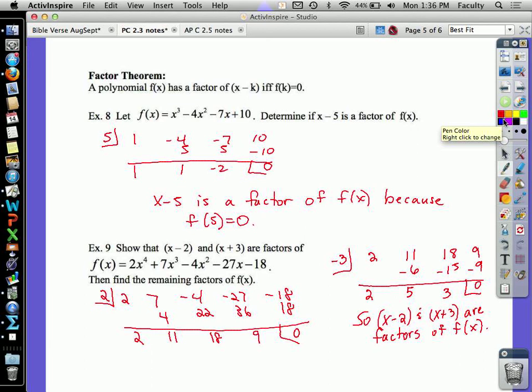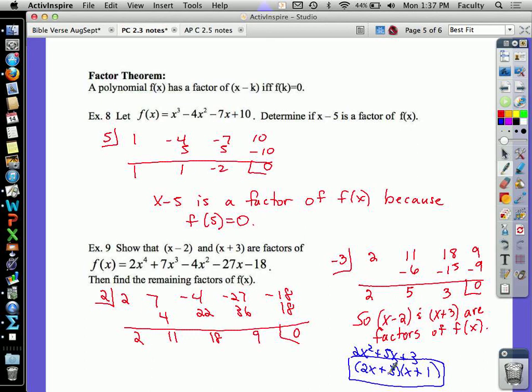Then it says, then find the remaining factors. Well, this 2, 5, and 3 represent 2x squared plus 5x plus 3. And I can factor that. I'll use trial and error. Remember, check your work when you factor. Now, if the problem had said completely factor f of x, I would have had x minus 2 times x plus 3 times 2x plus 3 times x plus 1. You would put them all together. Okay, on the homework they do ask you some of those.